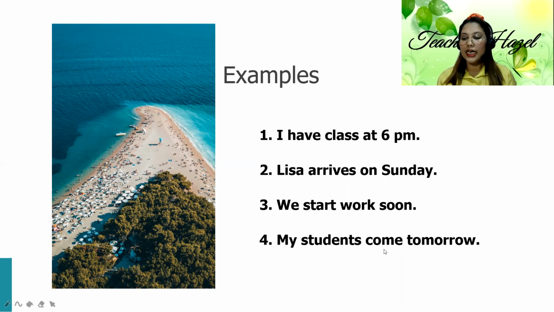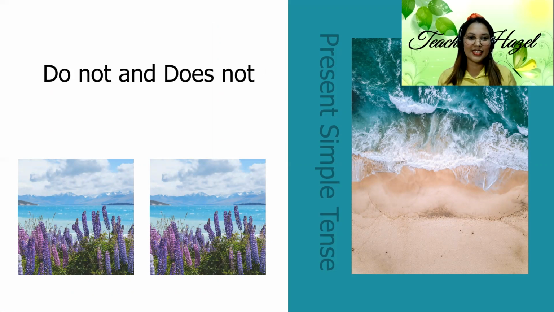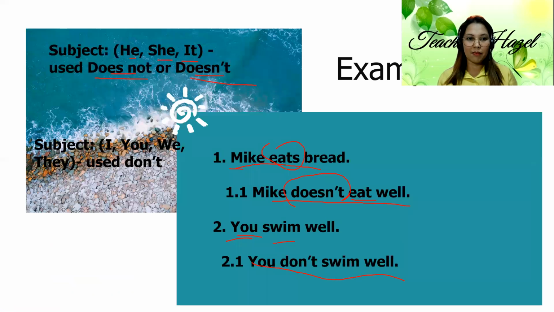Right? So remember, it is possible and it is common to use the present simple tense to talk about something that will happen in the near future and a scheduled event. Right? So let's go to the next usage. Let's talk about a possible negative usage for the present simple tense, and that is do not and does not, right? Okay, so let's look at some examples here.